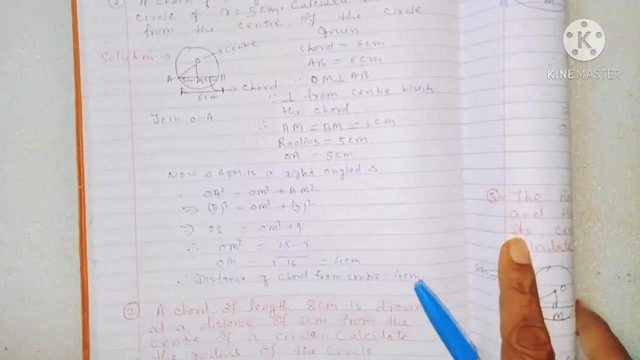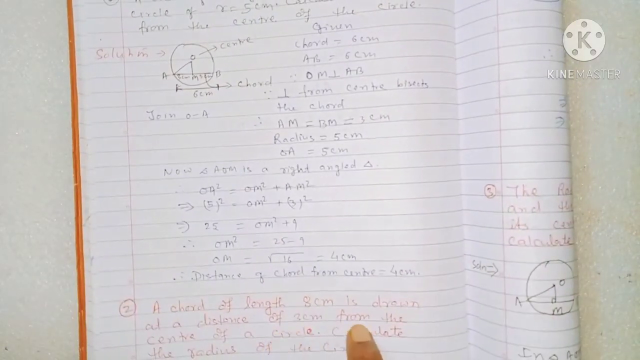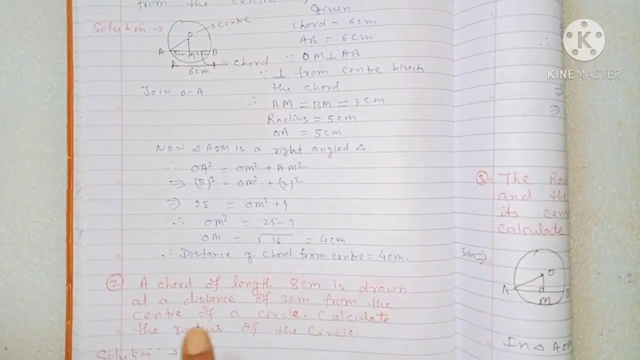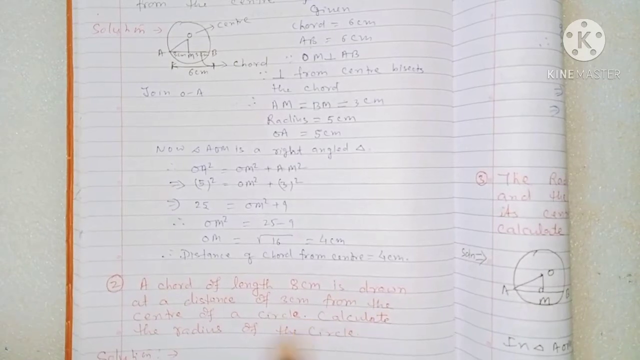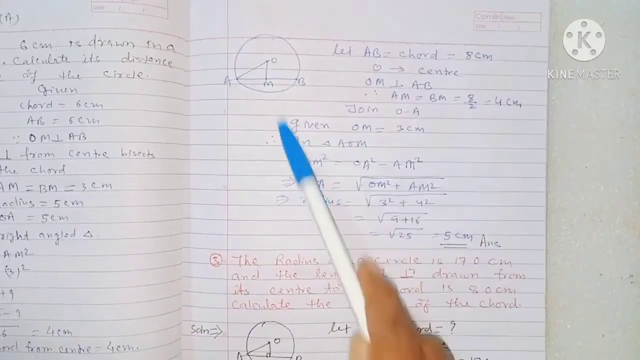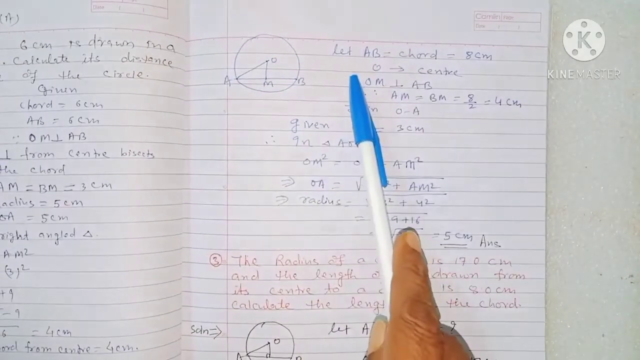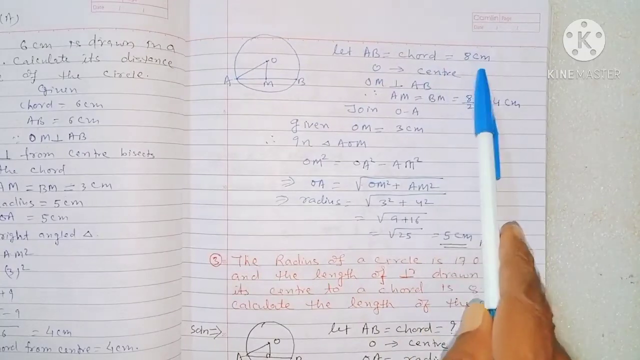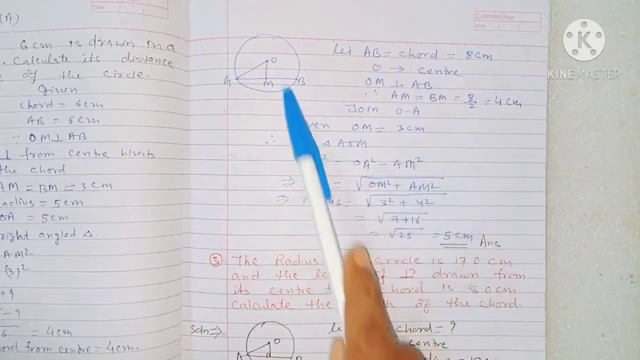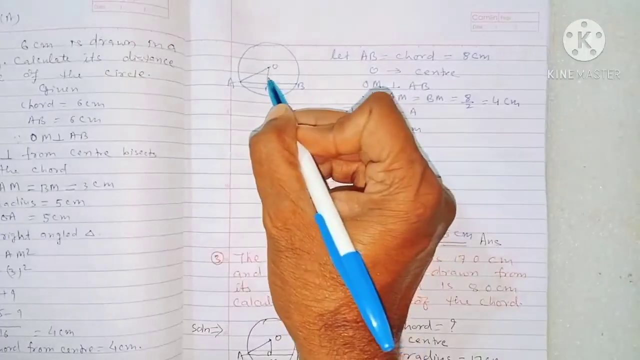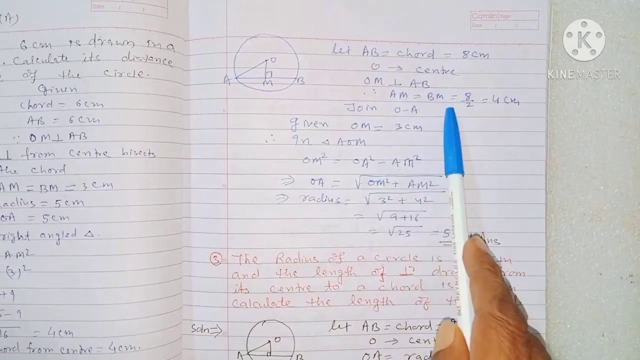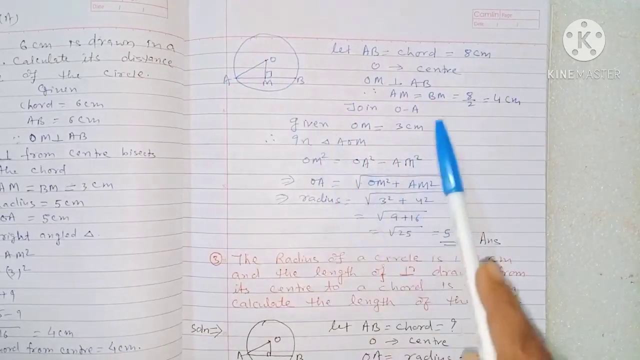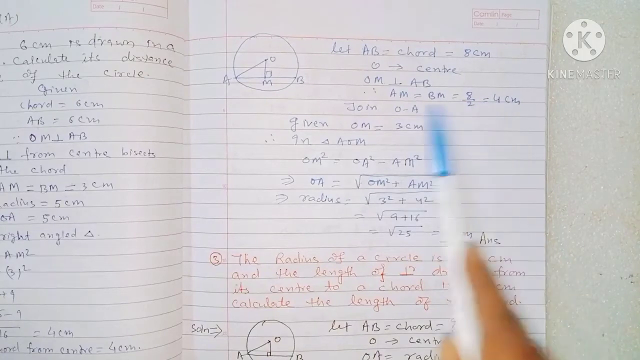Now question number 2. A chord of length 8 centimeter is drawn at a distance of 3 centimeter from the center of a circle. Calculate the radius of the circle. This is the circle. Let AB is the chord, which is 8 centimeter, and O is the center. OM is perpendicular to AB, therefore AM equal to BM. Why? Because perpendicular from center bisects the chord, equal to 4 centimeter.